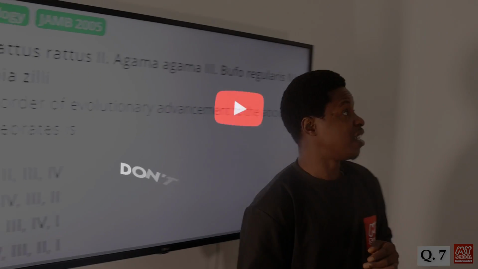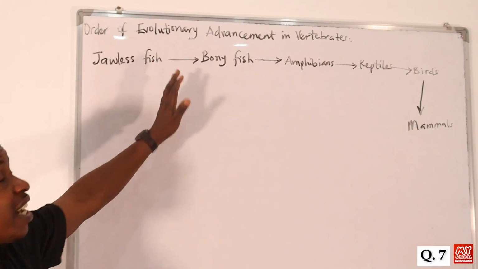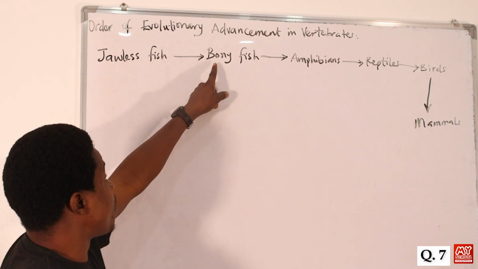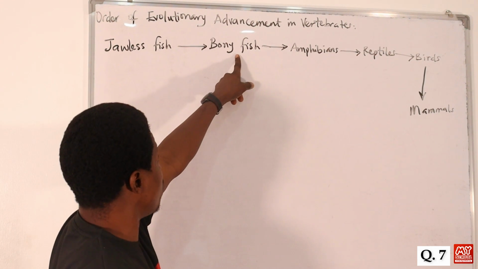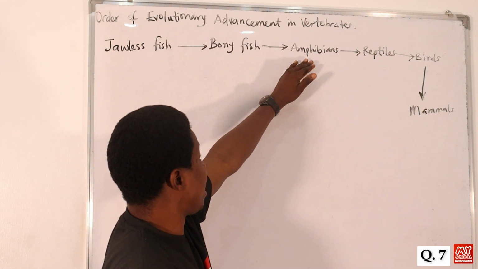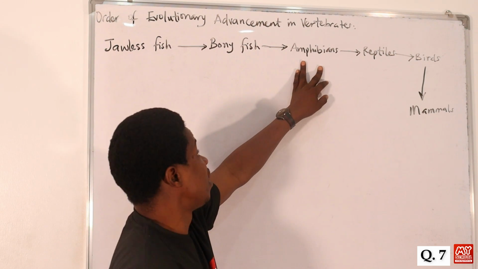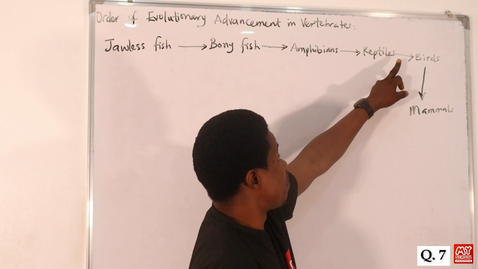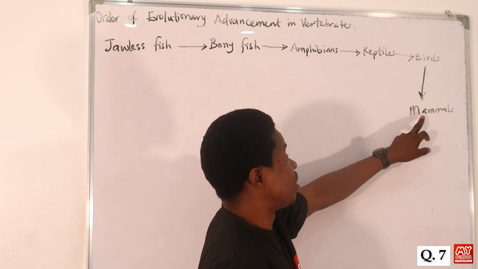Let's look at the board. The order of evolutionary advancement in vertebrates takes this order. We have the jawless fish, which is the least advanced. Then we have the bony fish. The bony fish advanced to the amphibians, the tetrapods. Then we have the reptiles. From reptiles, we have the birds. And the birds eventually advanced to the mammals.